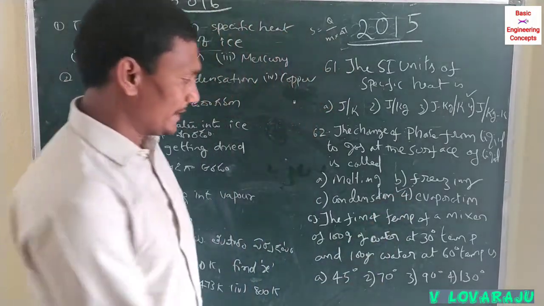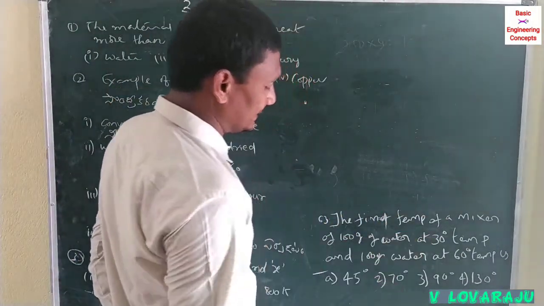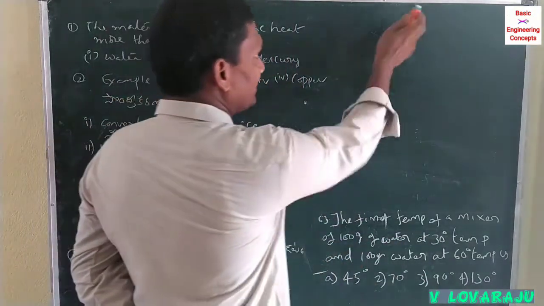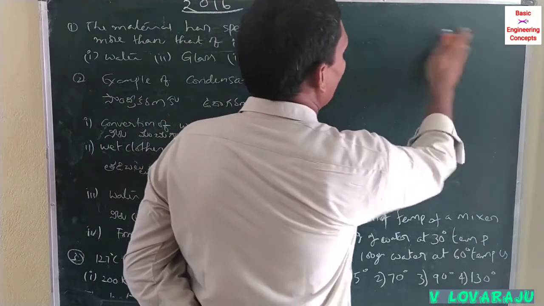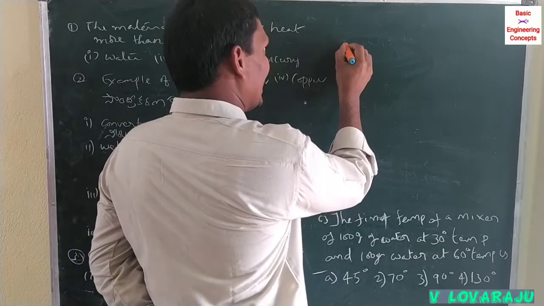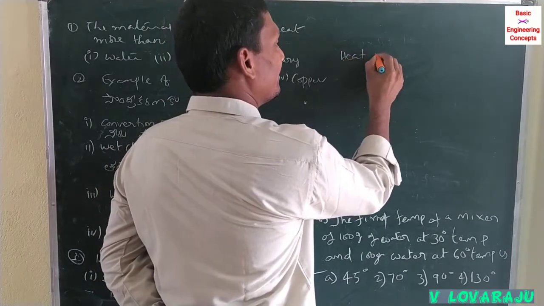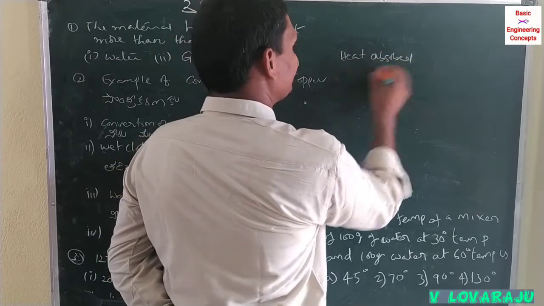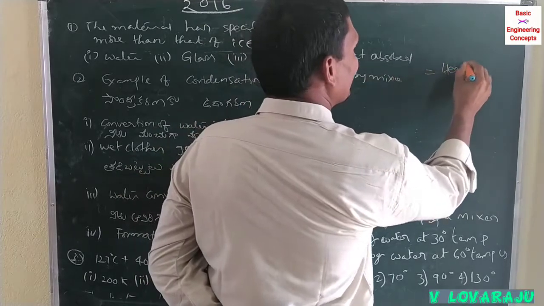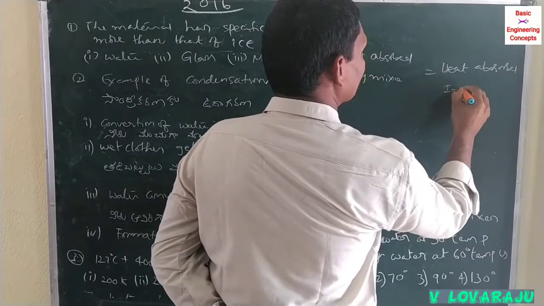The fourth option. Okay, the final temperature of the mixture of 100 grams of water at 30 degrees centigrade and 100 grams of water at 60 degrees is... So, using the law of mixtures, heat lost by the hot body is equal to heat gained by the cold body. Using this principle, the heat absorbed by the mixture is equal to the heat absorbed by the individual waters.